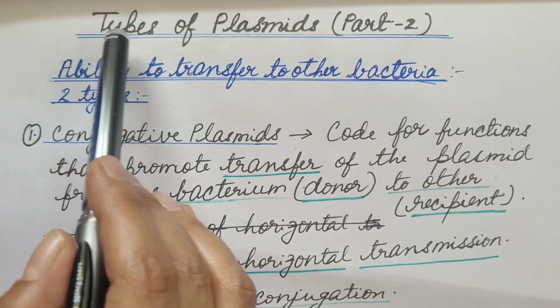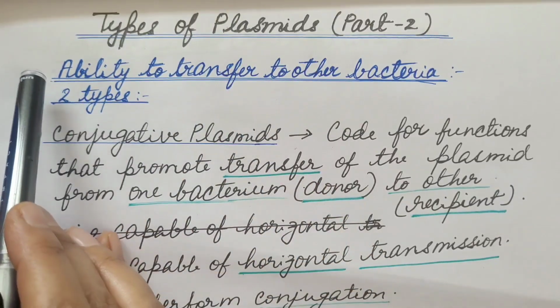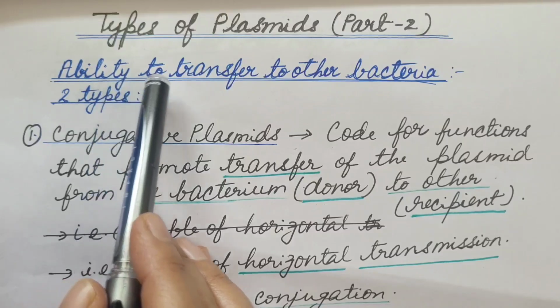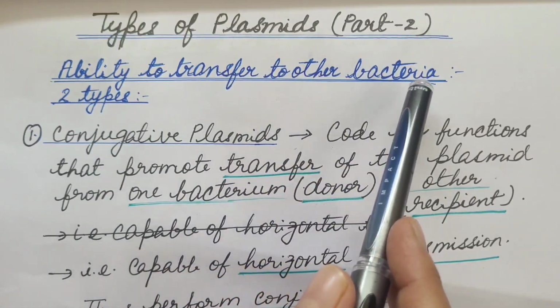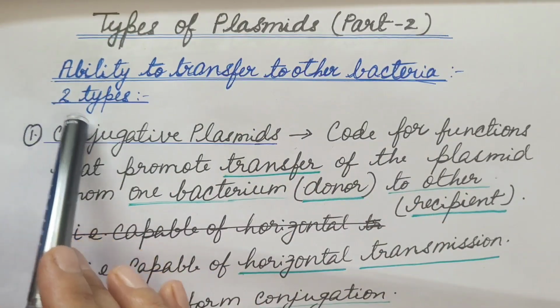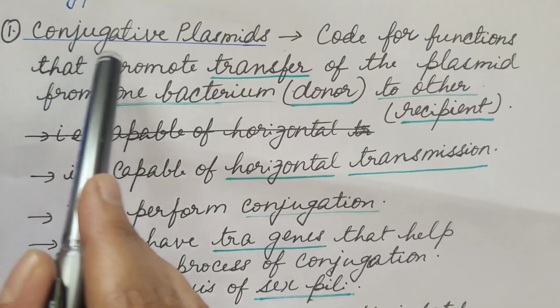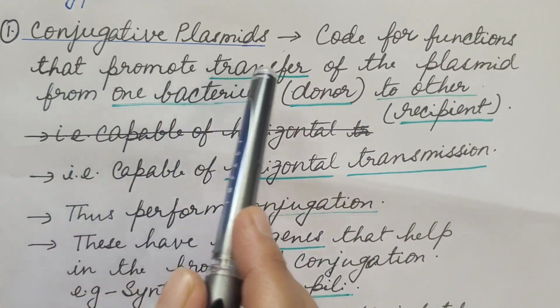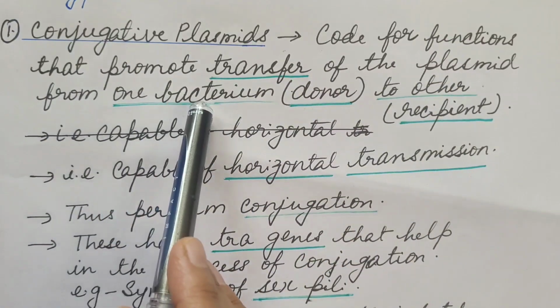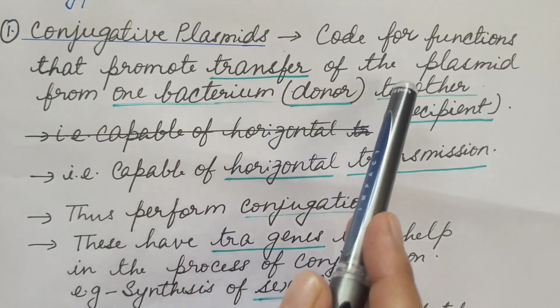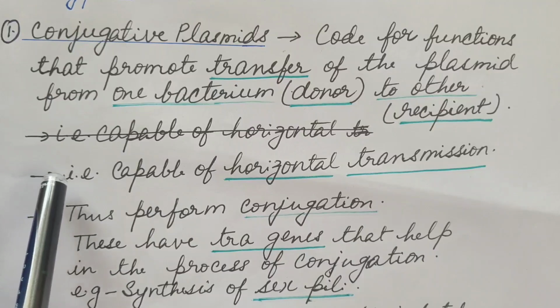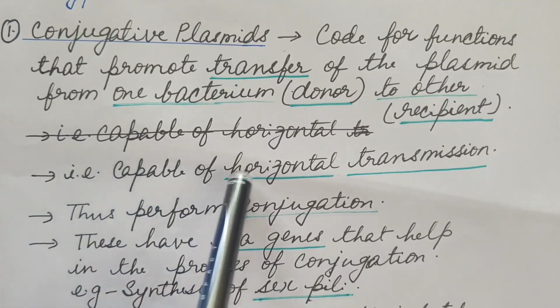We are going to discuss about types of plasmids. So first of all, let us see the types of plasmids on the basis of their ability to transfer to other bacteria. On this basis, these are of two types. First is conjugative plasmids. These code for functions that promote transfer of the plasmid from one bacterium, that is the donor bacterium, to the other bacterium known as the recipient bacterium. So what we can say that these are capable of horizontal gene transmission.